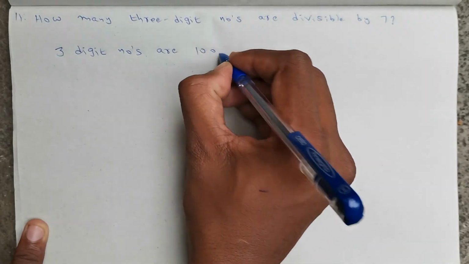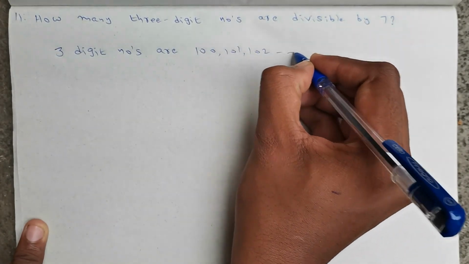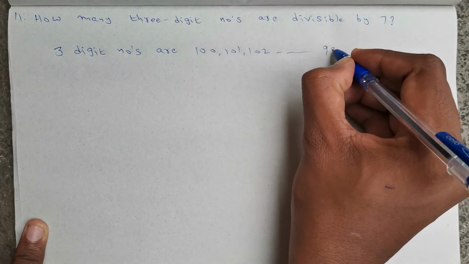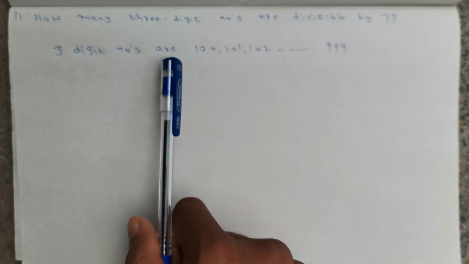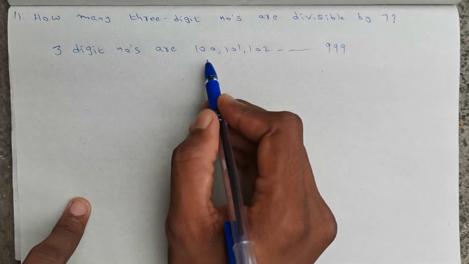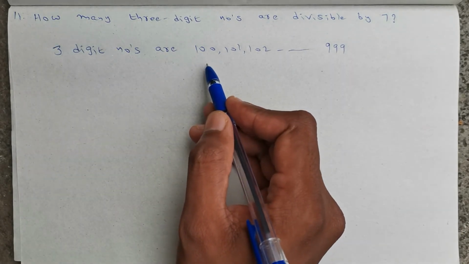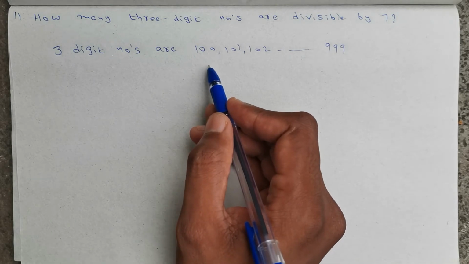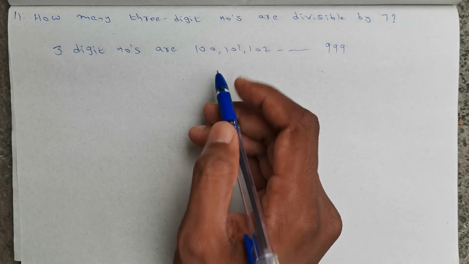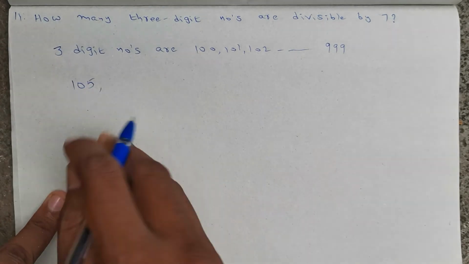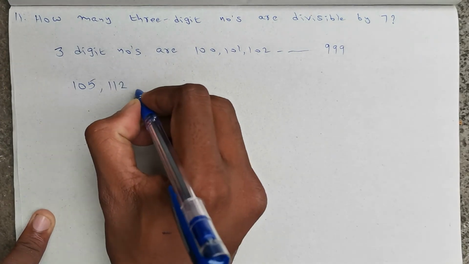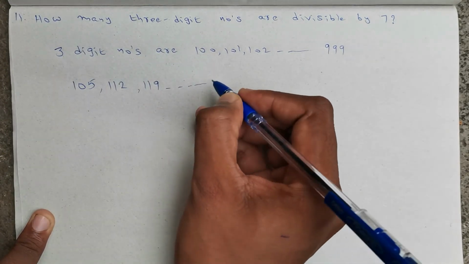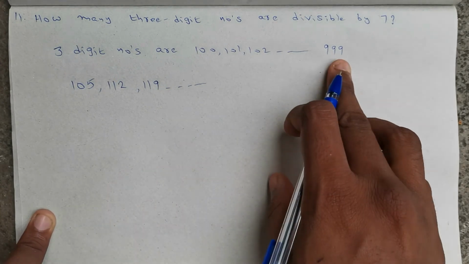Starting from 100. So 100, 101, 102 and so on till 999. These are 3-digit numbers, and from this we want only the numbers which are divisible by 7. So first 100 is not divisible by 7, 101 not divisible, 102 not divisible, 103 not divisible, 104 not divisible. Next is 105. 105 is the number which is divisible by 7. Next number will be 112, next number will be 119 and so on till last number is 999.